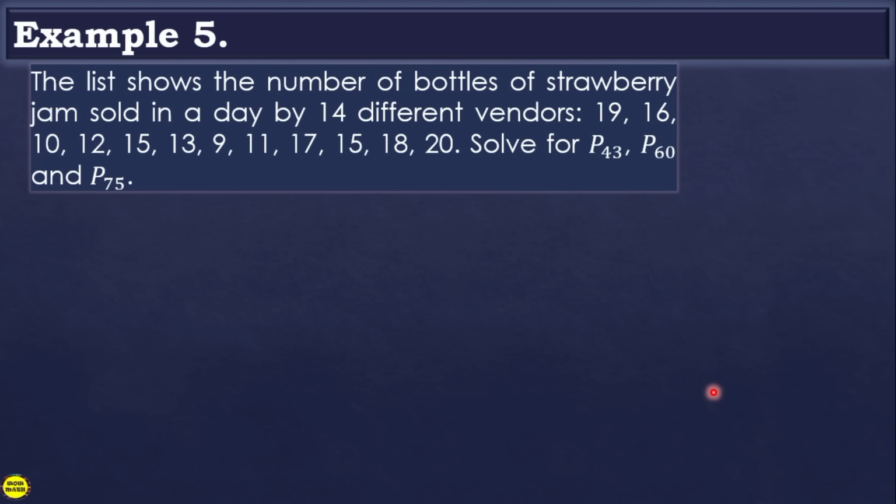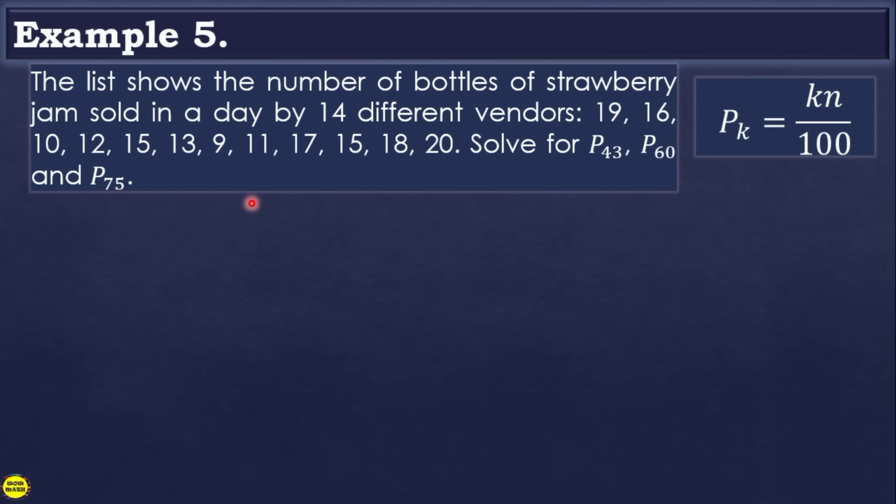So, for example, the list shows the number of bottles of strawberry jam sold in a day by 12 different vendors: 19, 16, 10, 12, 15, 13, 9, 11, 17, 15, 18, and 20. Find the 43rd percentile, 60th percentile, and 75th percentile. Okay, so tatlo yung pinapahanap sa atin.